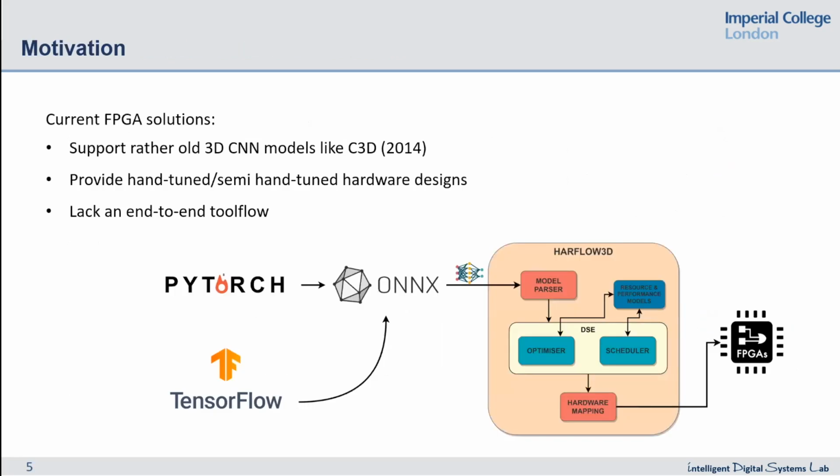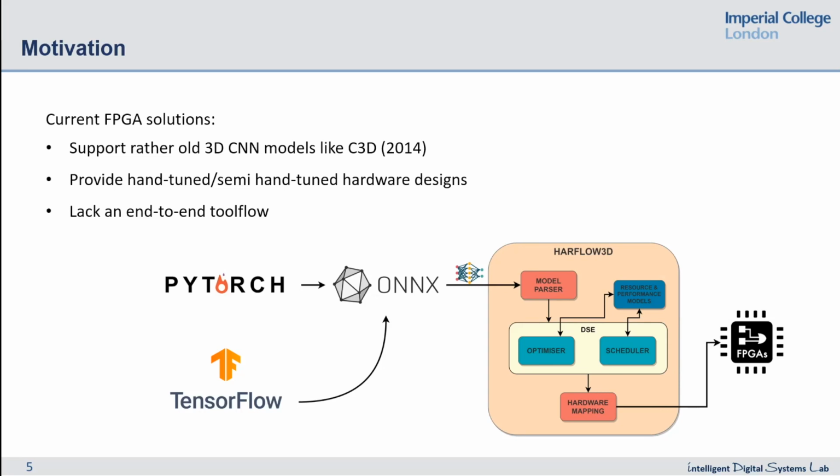The current FPGA solutions on 3D-CNN support rather old 3D-CNN models like C3D and are mostly hand-tuned hardware designs that are tailored to the characteristics of the specific model. There is also a lack of a toolflow for an end-to-end mapping of multiple and more recent 3D-CNN architectures to various FPGA platforms. We aim to fill this gap by providing such a toolflow, depicted at the bottom of the slide, addressing all of the above points.